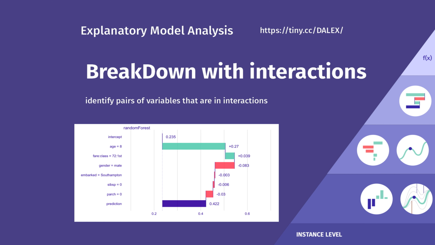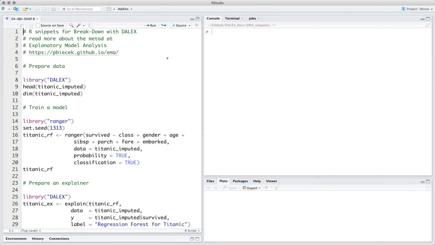The method breakdown with interactions identifies pairs of variables which are the source of the differences across orderings. It seeks for interactions between pairs of variables. Such interactions are then presented on waterfall plots. Let's see how to calculate these different methods in R. In this video we are focused on the software.